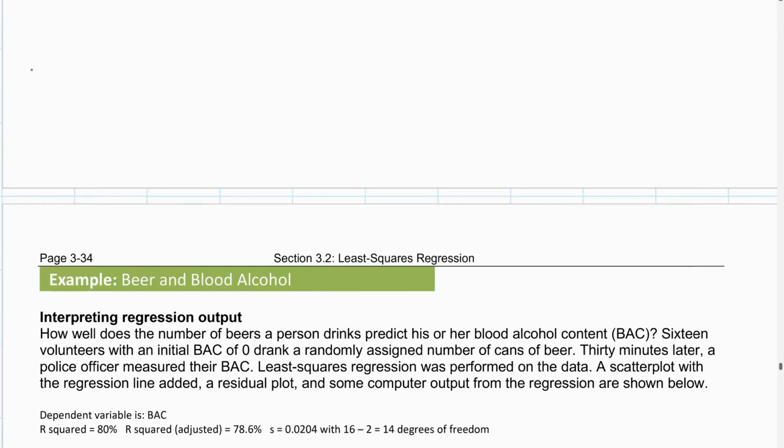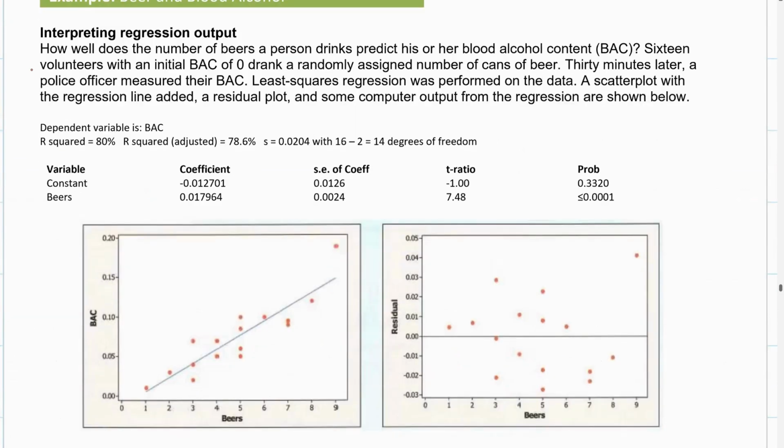In this next example, how can we interpret printouts from a computer? How well does the number of beers a person drinks predict his or her blood alcohol content? 16 volunteers with an initial BAC of 0 drank a randomly assigned number of cans of beer. 30 minutes later, a police officer measured their BAC. Least squares regression was performed on the data. The scatter plot was then added, the residual plot was computed, and some output was provided.